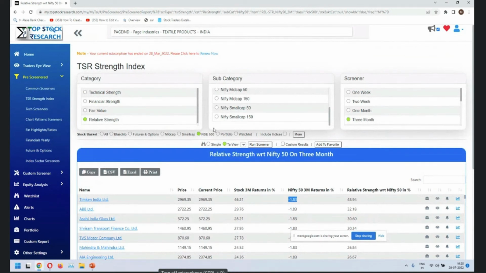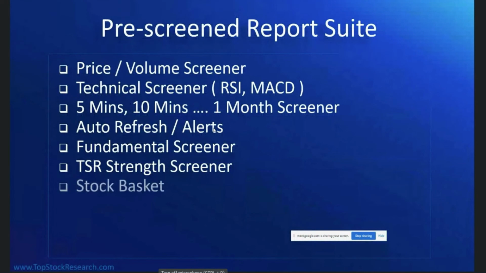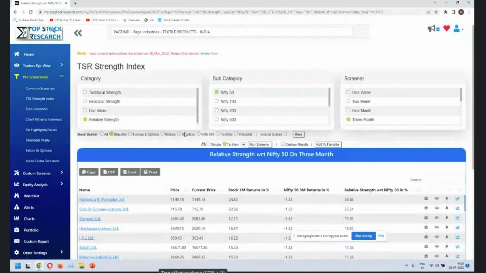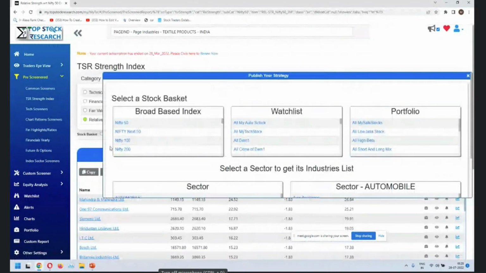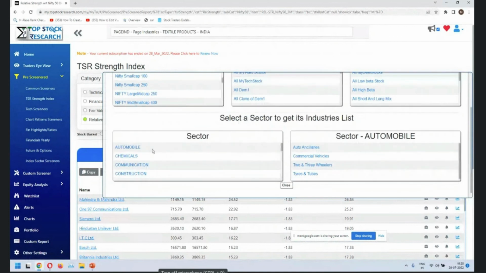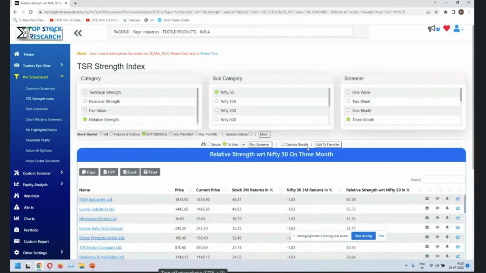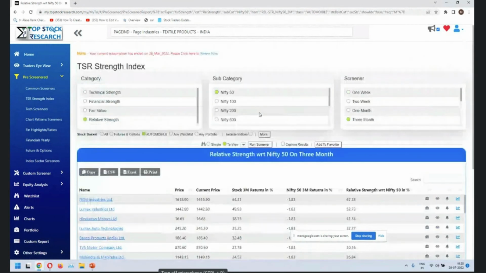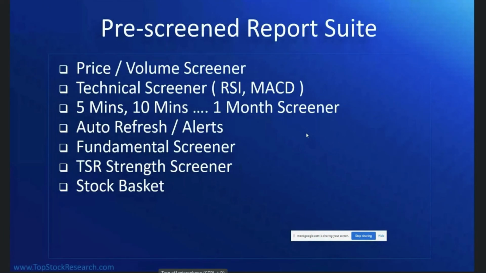So that's pretty much about, I think, anything else left? Stock basket. We have briefly touched on the stock basket. You can look at blue chip, you can look at FNO stocks, you can look at stocks of your choice. If you are an automobile person, you just look at all stocks of automobile. So you'll get an idea about the automobile stocks, right? That's why you can use the stock basket. We'll cover that again in detail.